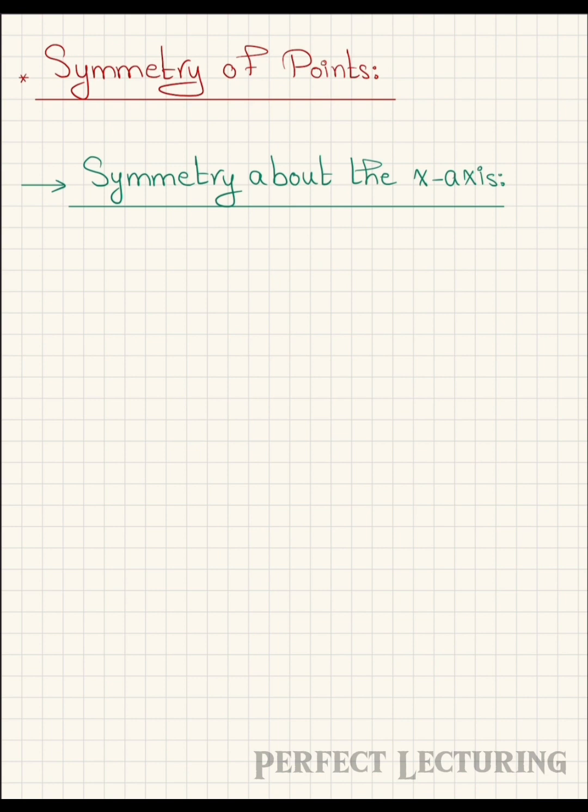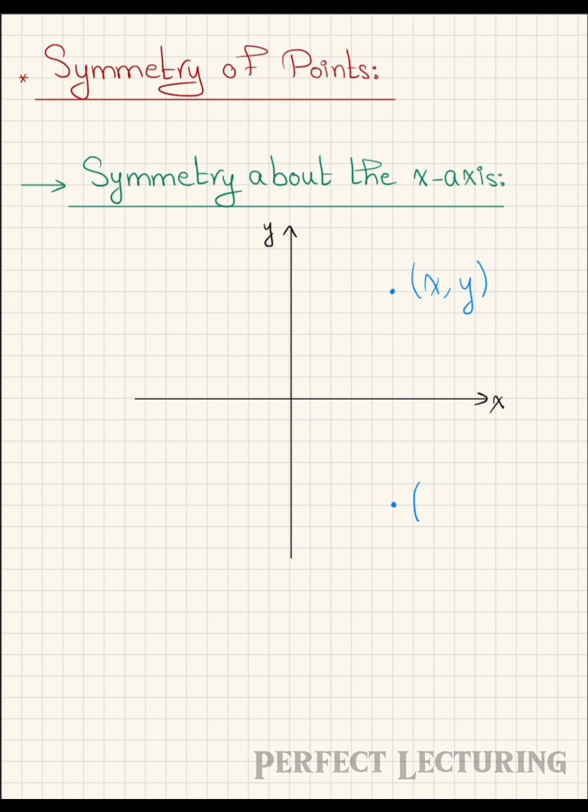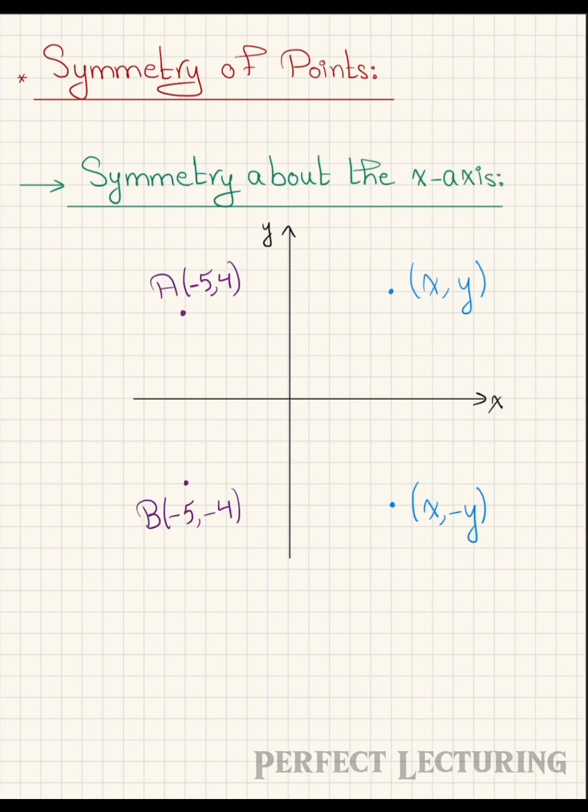Let us now talk about the symmetry of points. The first case is the symmetry about the x-axis. If we have 2 points which are symmetric with respect to the x-axis, as in this figure, and the first point has coordinates (x, y), then the second point will have coordinates (x, -y). So we have the same x, but negative y. Whenever we have a symmetry about the x-axis, the x's will be the same, but the y's will be opposite.